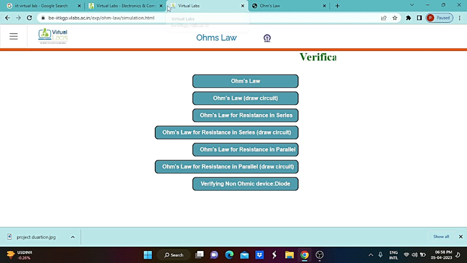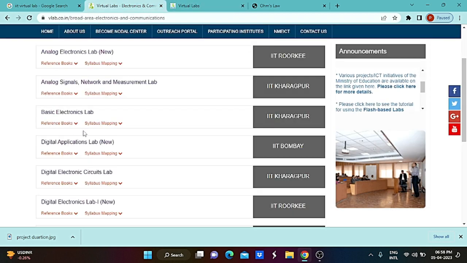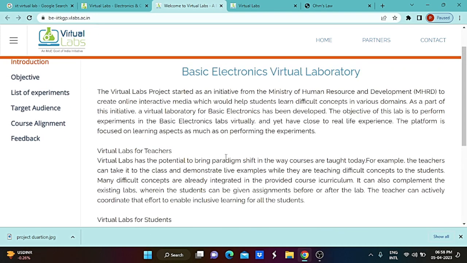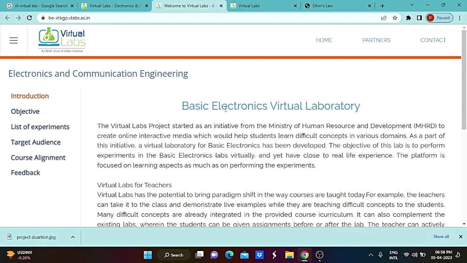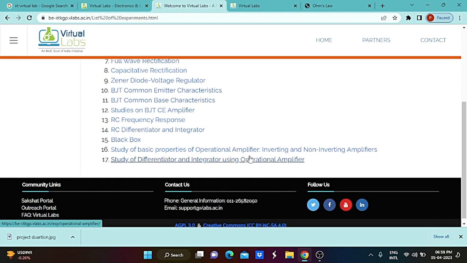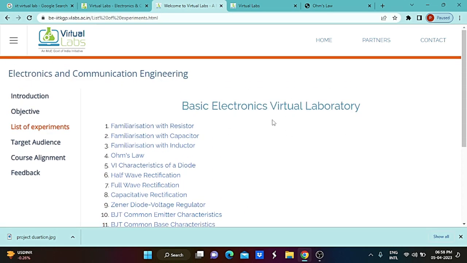Here I just click electronics and communication engineering. Under this, I click basic electronics lab and it goes to the next window. In this, the introduction of electronics and communication engineering and the basic electronics virtual laboratory, all the contents are available here. As a learner, we can read all those things and utilize them for doing all the experiments in virtual mode. And here we can see the list of experiments available in this virtual lab.